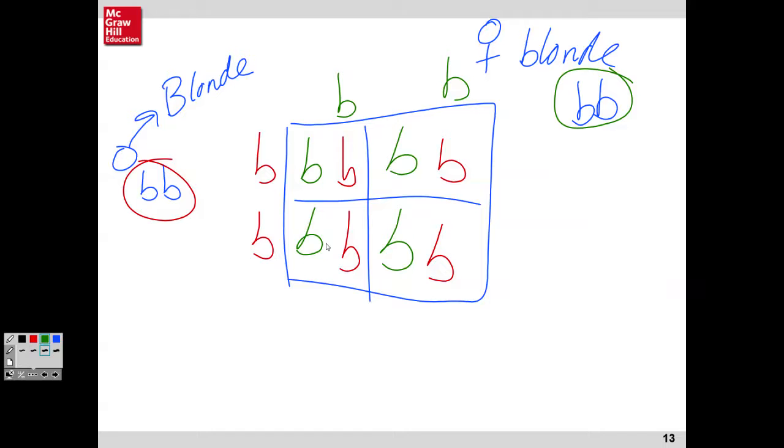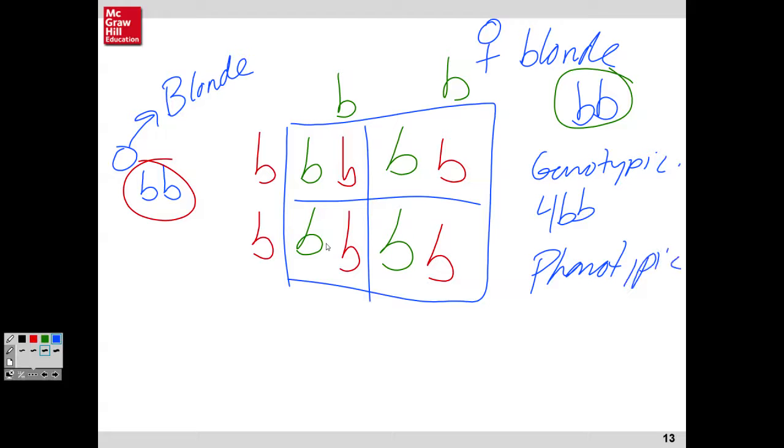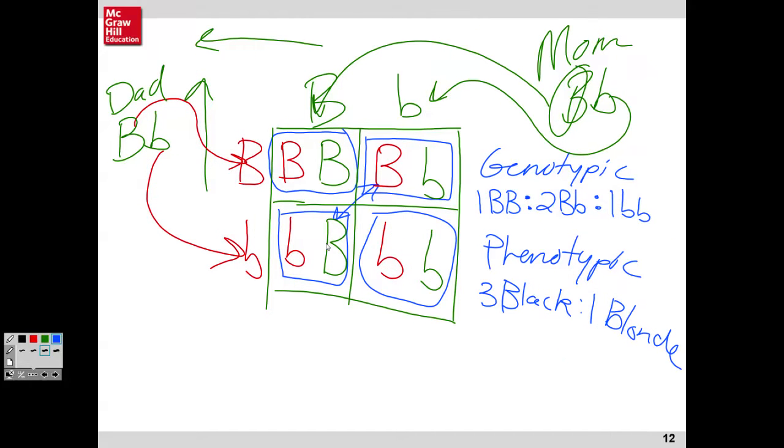when you have two homozygous recessive individuals reproducing, your genotypic ratio is going to be 4 of that genotype, and then the phenotypic ratio is also 4 blonde. Sometimes instead of just giving the ratios, you'll see percentages given. So you could say 100% homozygous recessive, 100% blonde. And to go back to the previous example, I could say 25% homozygous dominant, 50% heterozygous, 25% homozygous recessive, 75% black, 25% blonde.